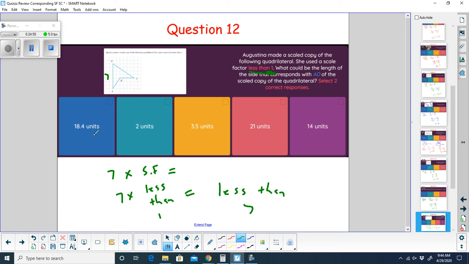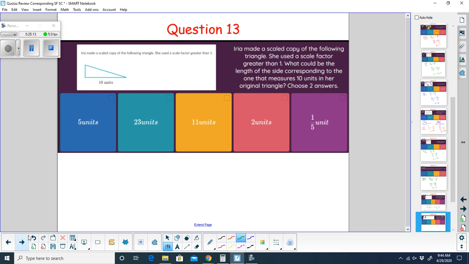So that's not less than 7. That one is less than 7. This one is less than 7, not less than 7, not less than 7. So the answers are 2 and 3.5. Those are the only ones where the corresponding side is less than 7, the original side. Let's move on to question 13.